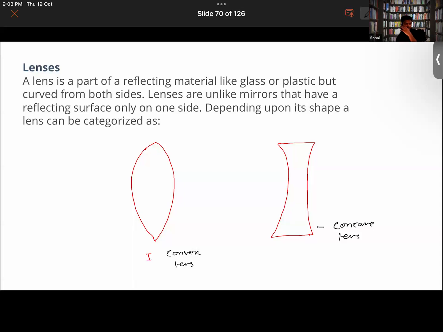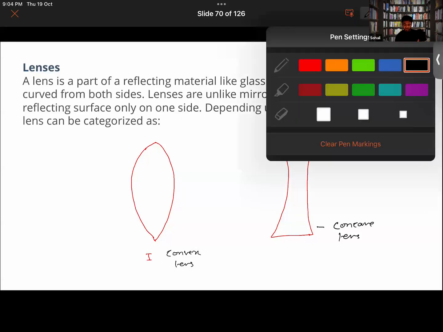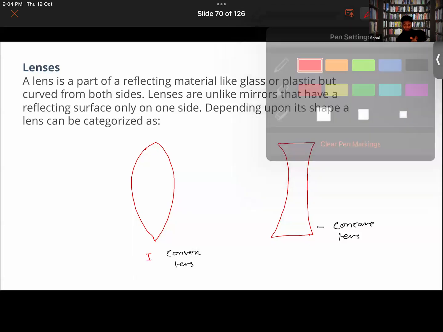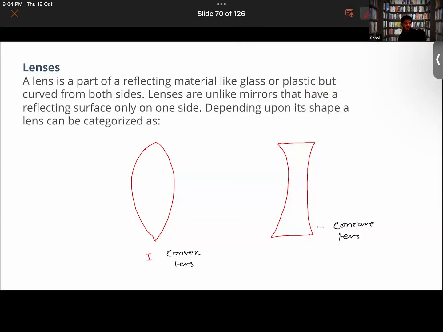You can do a comparison with the concave mirror and the convex mirror. Yes, Chukrika. Sir, it's usually said that the concave mirror is just like a convex lens, and the convex mirror is just like a concave lens. Is it true?